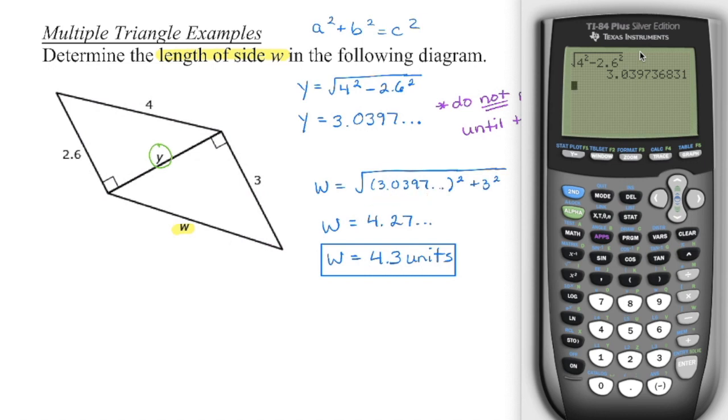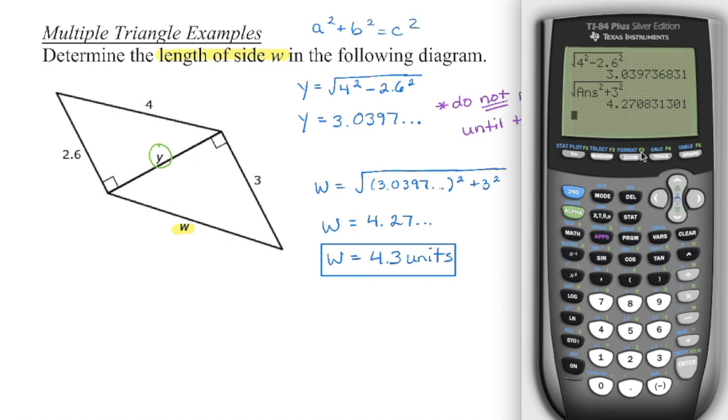So when we go to enter this in, we're going to go second function, and then square root. Oh, not like that. We're going to go second function, square root. And then do you see how we have answer on top of that negative key? So we're going to go second function, answer. And that's going to take this entire value and store it into the calculator. And then we're going to square that. And we're going to add it to 3 squared. And that will give us the value that we're looking for.